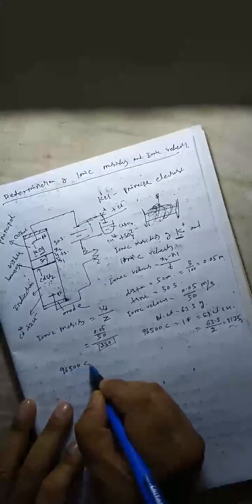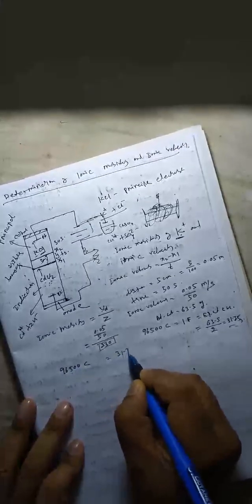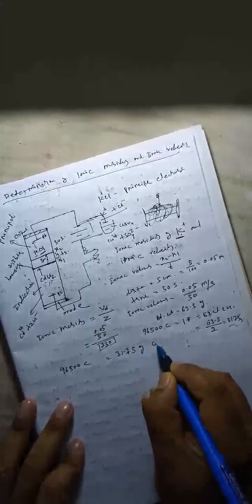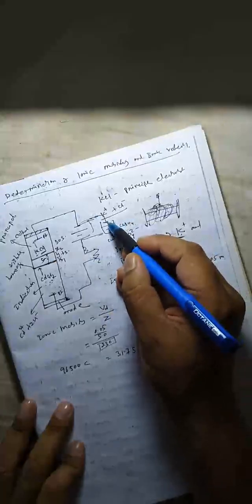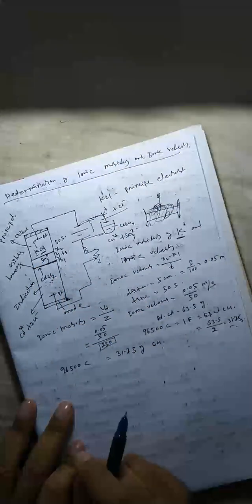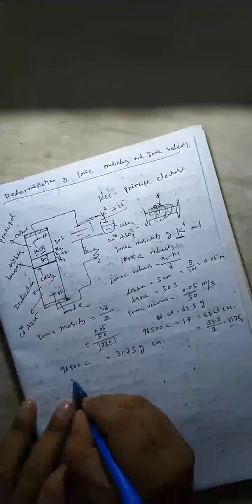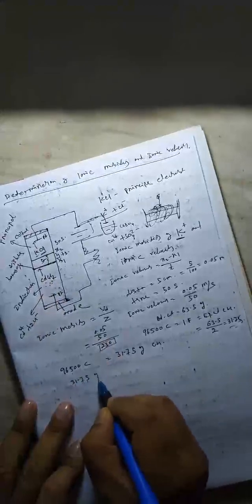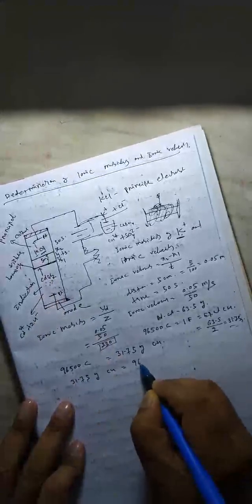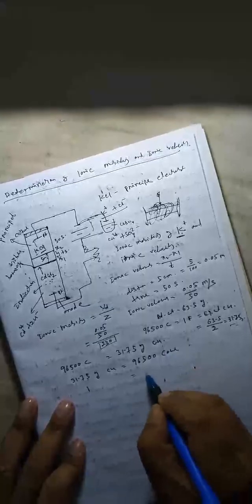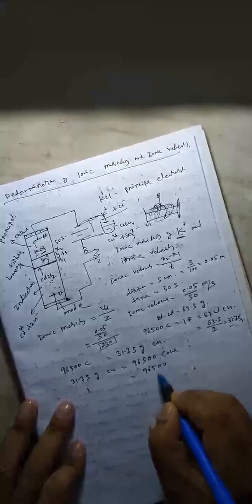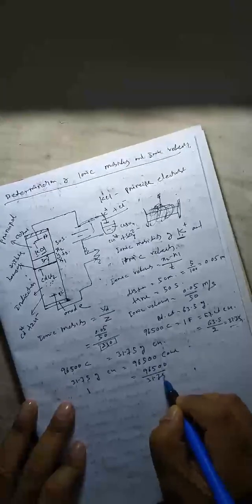That means 96,500 coulomb will deposit 31.75 gram of copper. Now you pass electric current here, and copper is deposited at the cathode. From the amount of copper deposited you can know how much current flowed through it. If 31.75 gram of copper is deposited by 96,500 coulomb, then 1 gram of copper is deposited by 96,500 divided by 31.75 coulomb.